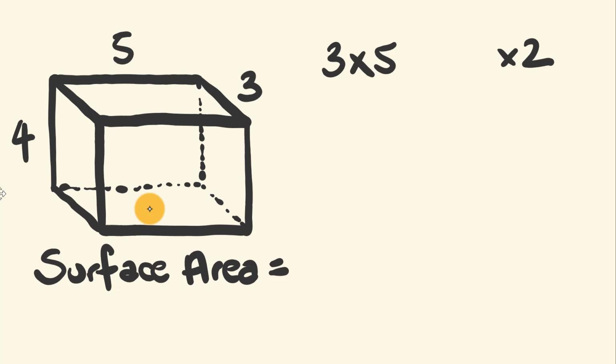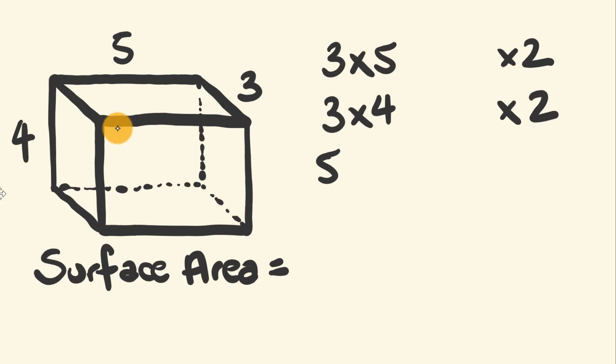We also have these 2 rectangles on the side here. These are 3 by 4 rectangles. Once again, there's one on the left and one on the right, so we'd work one out and multiply it by 2. Finally, we have the rectangles at the front and the back here. This is a 5 by 4 rectangle. We have one at the front, one at the back, so we'd work out 1 and multiply it by 2.